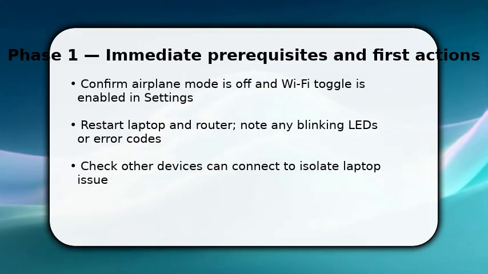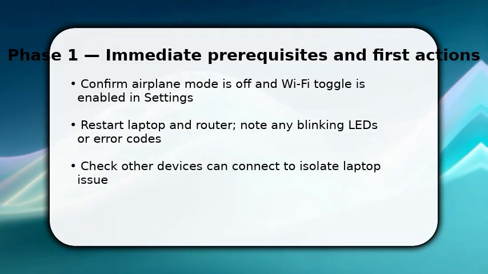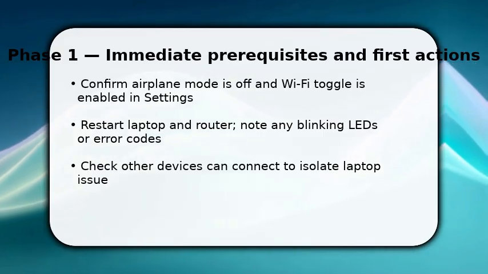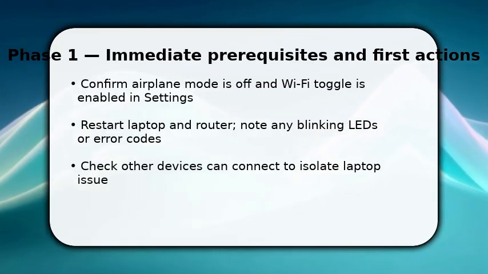You start by confirming basics. Make sure airplane mode is off and the Wi-Fi toggle in settings is enabled. This fixes many simple faults. Once done, restart your laptop and power cycle the router. Wait 30 seconds before rebooting the router to clear cache.